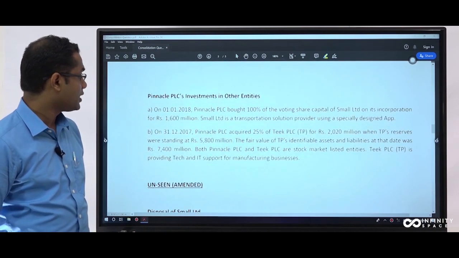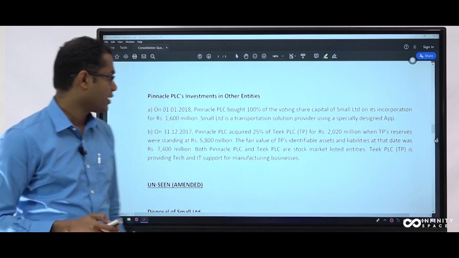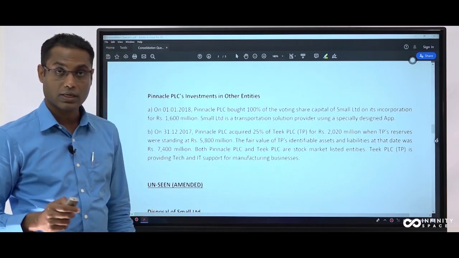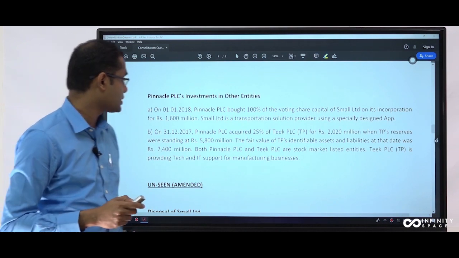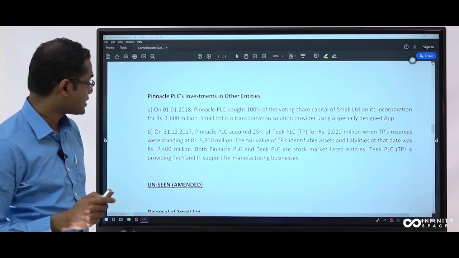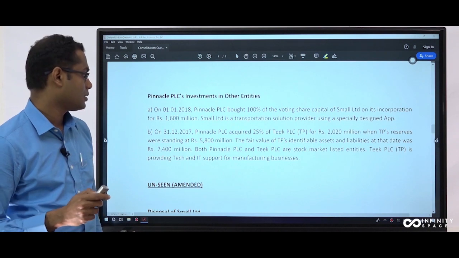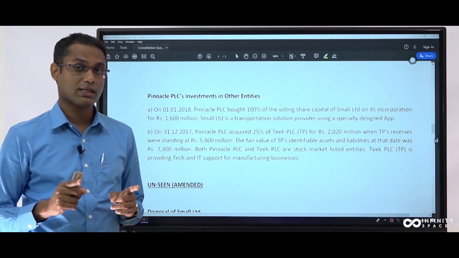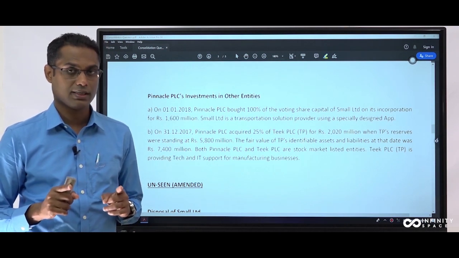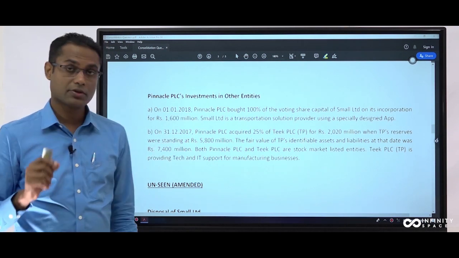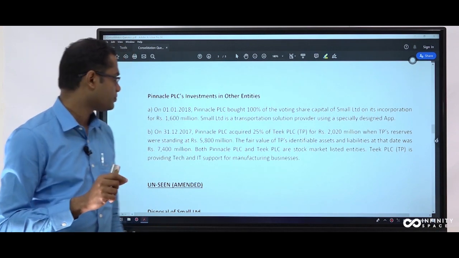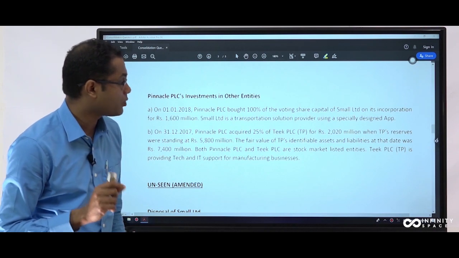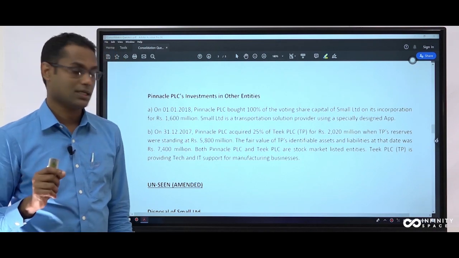And two other pieces of information were given in the pre-seen with regard to this consolidation question. On 1st January 2018, that is 2 years ago from the reporting date, because the reporting date is 31st December 2019. So 1st January 2018 means 2 years ago. Pinnacle bought 100% of the voting share capital of Small Limited on its incorporation.